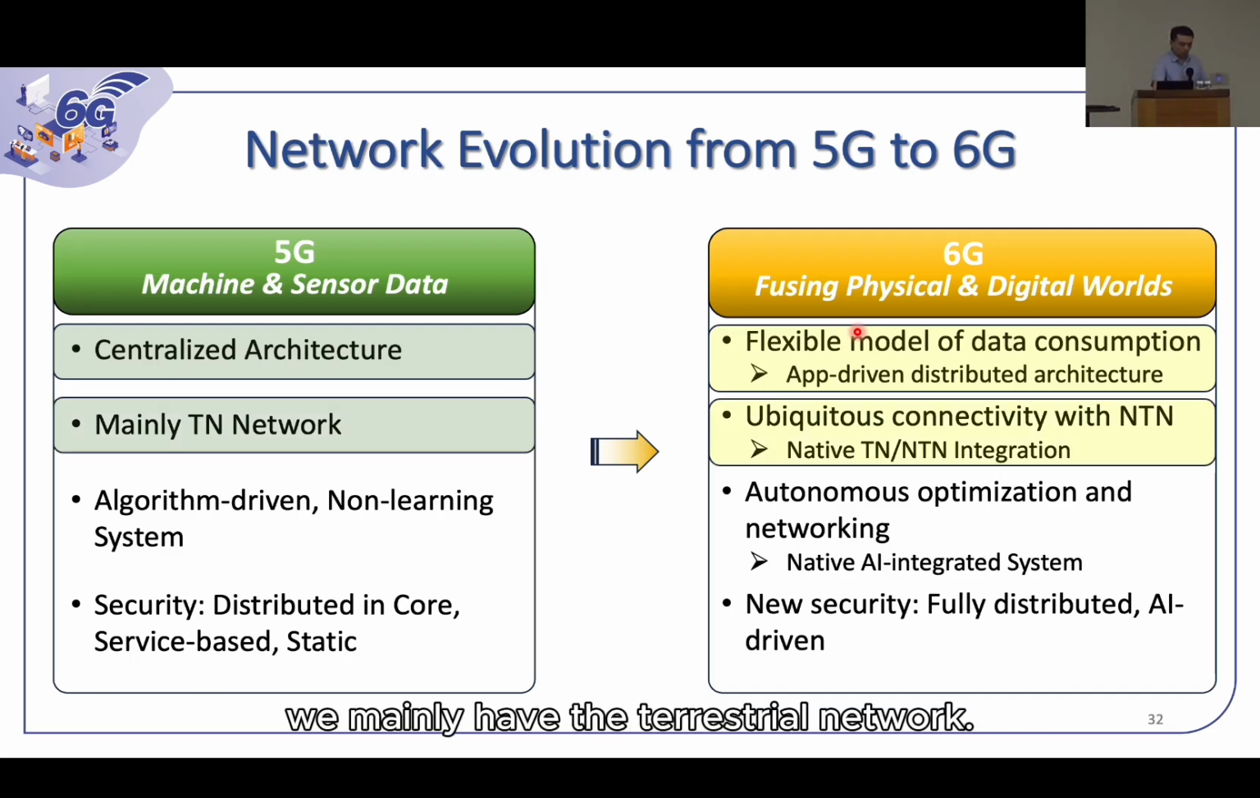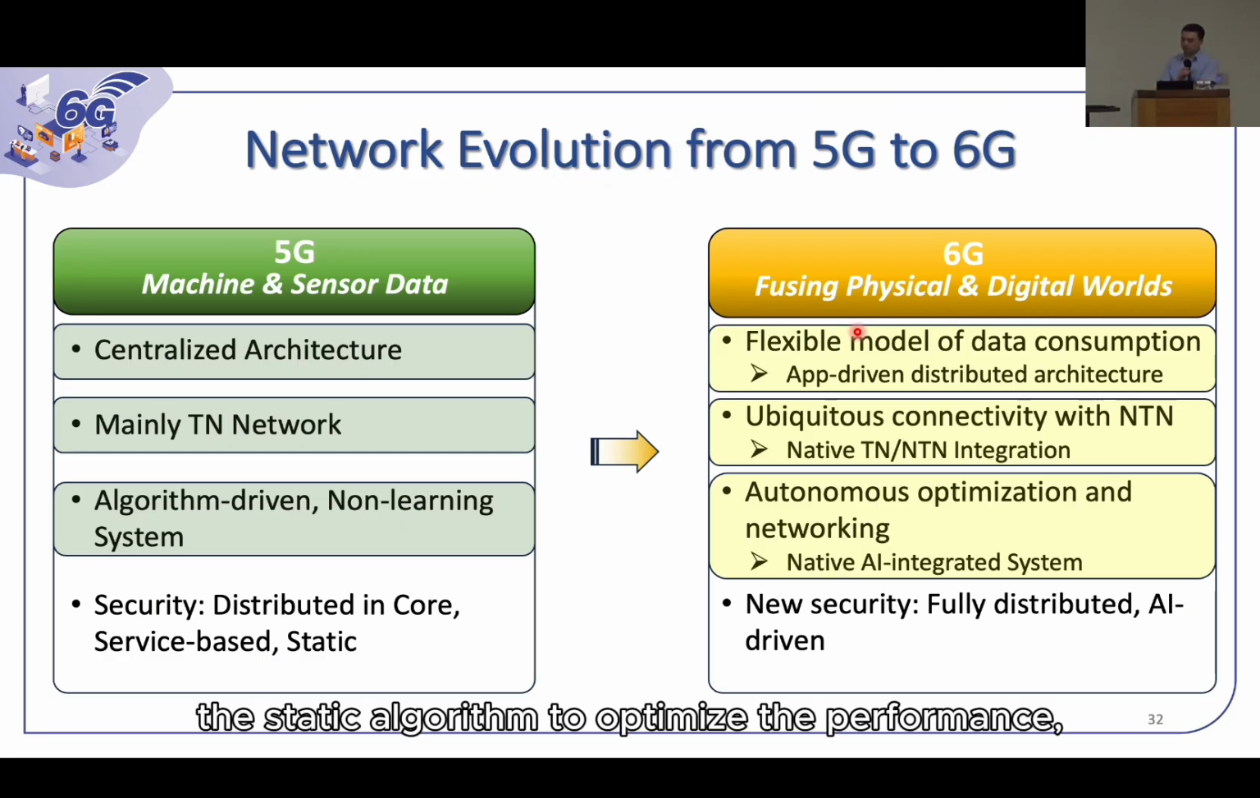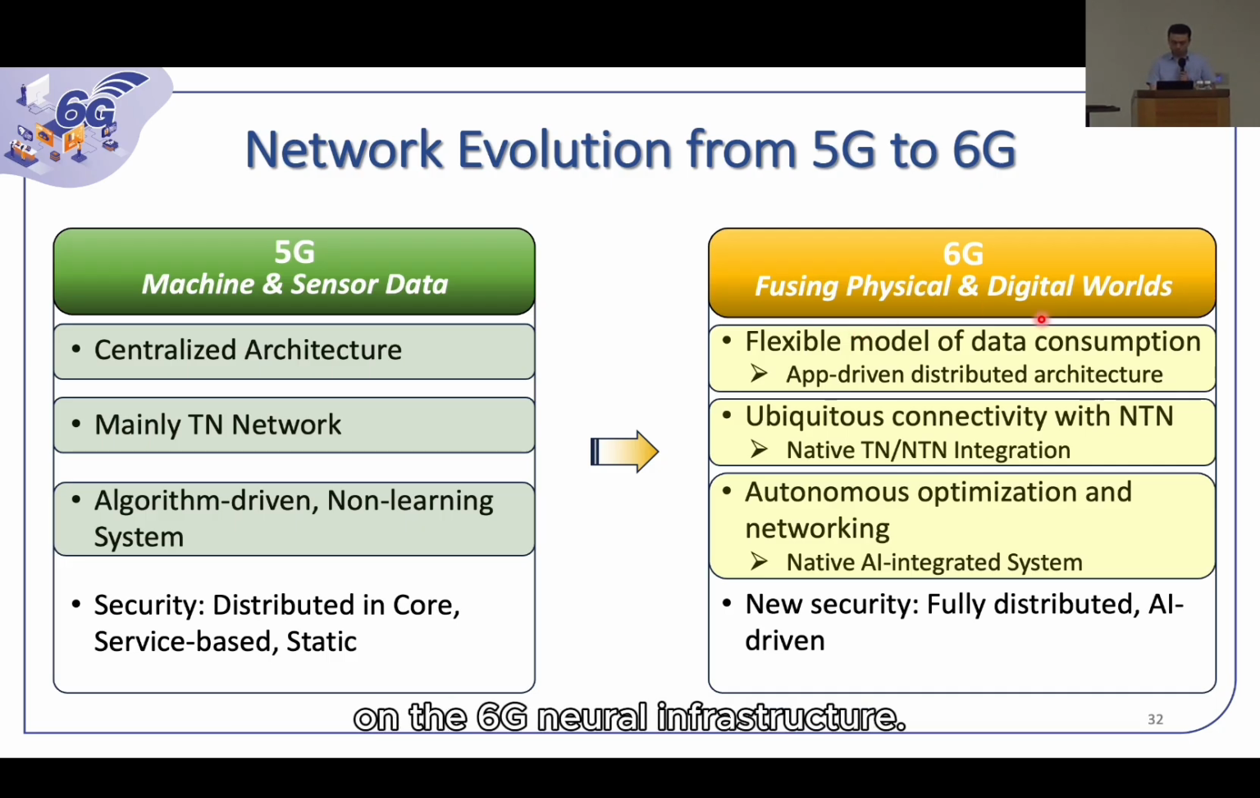This is an application-driven distributed architecture. And before, we mainly had the terrestrial network. This means we only had the ground-based station. But later on, we expect that we will have ubiquitous connectivity with NTN. We will integrate the ground-based station with satellites, UAVs, and some other kinds of base stations. And third, before in the 5G network, we still needed to design static algorithms to optimize the performance and support different kinds of applications. But in the future, we expect that we will deploy AI solutions on the 6G network infrastructure, so it can enable autonomous optimization and networking. So we will have a native AI integrated system.